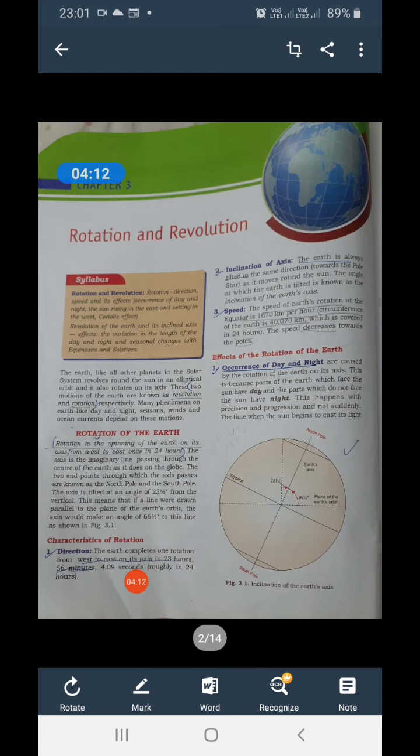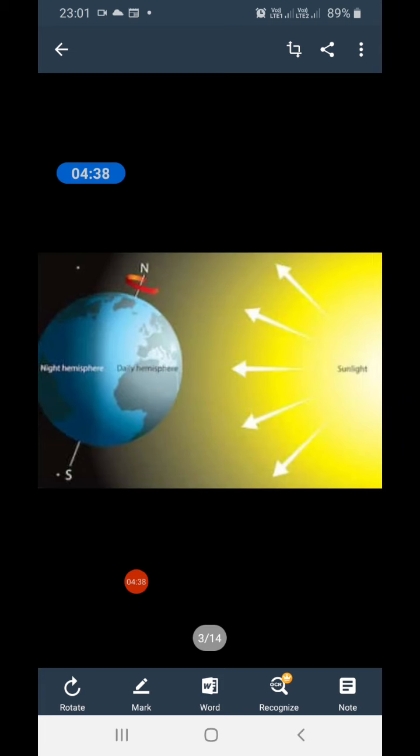Now we come to the effects of the rotation of the earth. Now the first effect they have given you is the occurrence of day and night. Now they have written over here that this day and night occurs because while rotating, one half of the earth faces the sun, so it experiences day, and the other half, which does not face the sun, experiences darkness or night.